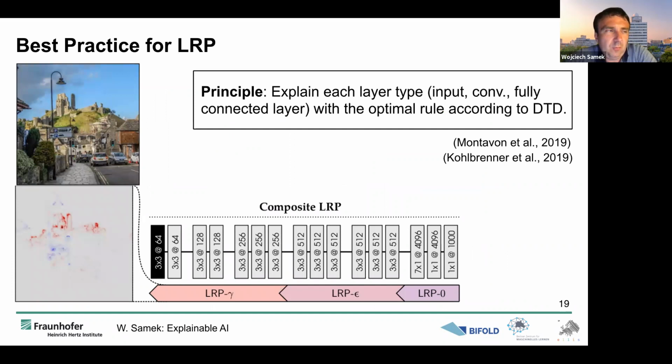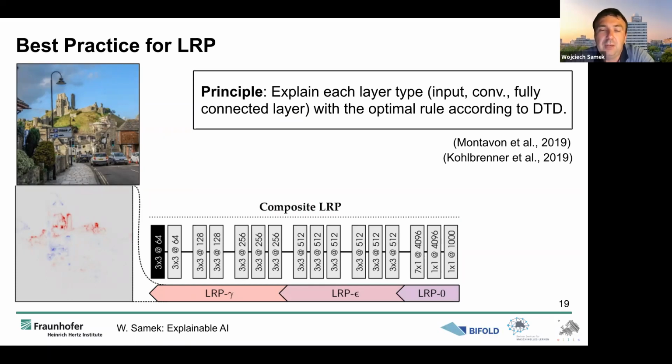What we also understood from this analysis is that it makes sense to use different redistribution rules for different layers, because every layer has its own property. For example, the input layer, the convolution layer, or the fully connected layer are different. They have different properties. They have different support.